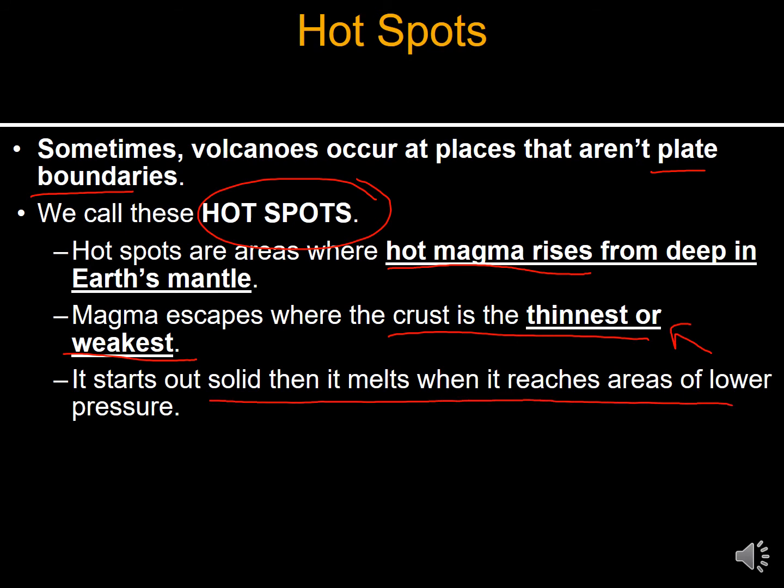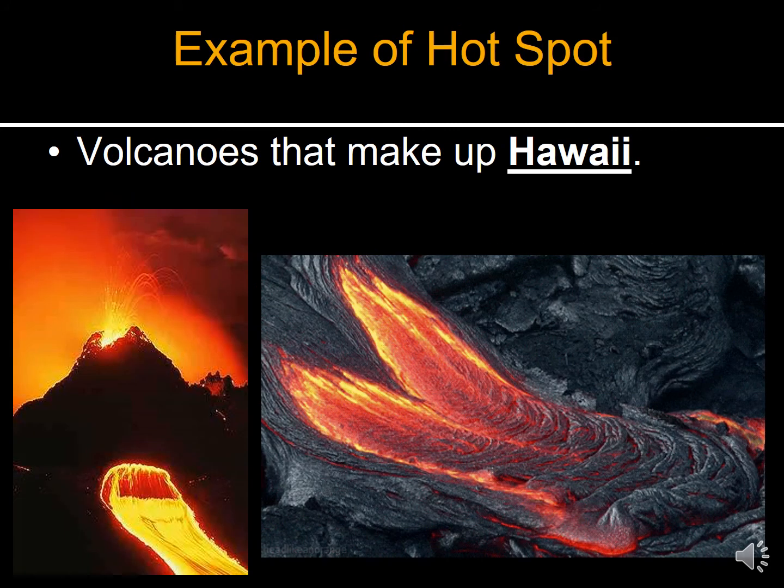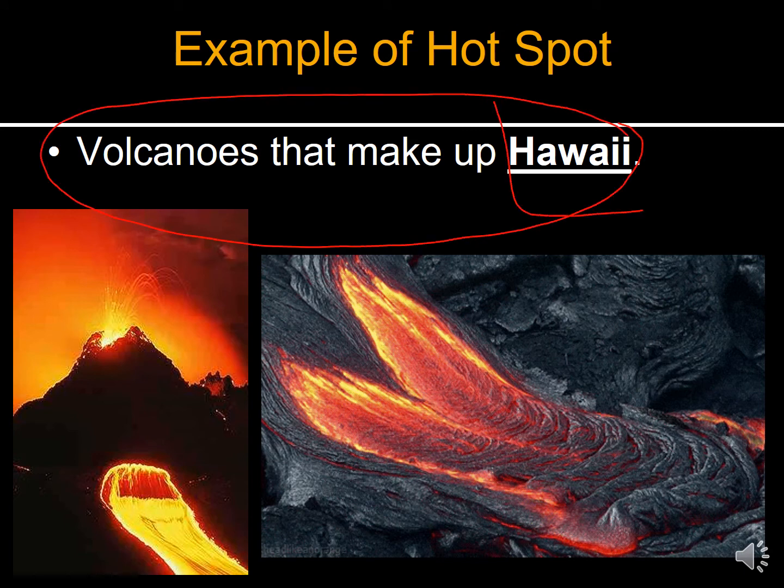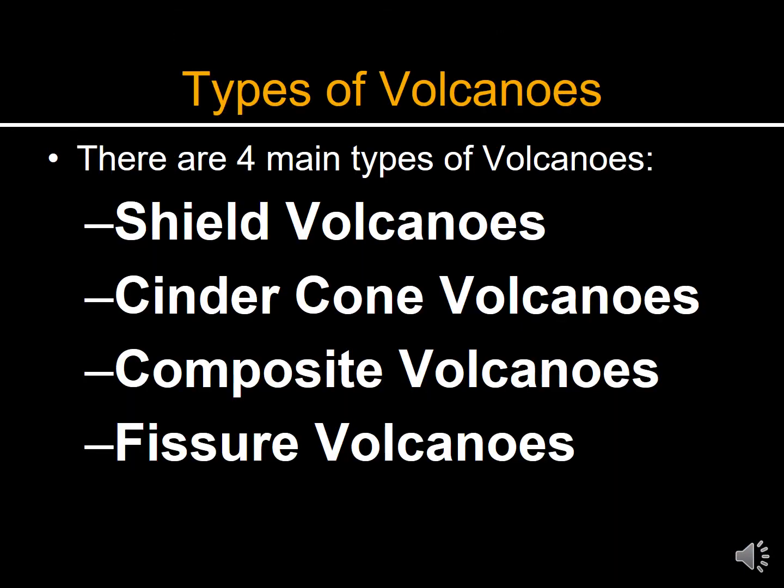It starts out as a solid, then it melts and reaches layers of lower pressure. Okay? So, example of a big hot spot, y'all know this. Why, look at it. It's really light. It's by the oceanic. So, this is where you do have some, but these are the main volcanoes. But there are four types of volcanoes, and you got to know these four types by looking at them. We have shield, we have cinder cone, we have composite, and we have fissure.